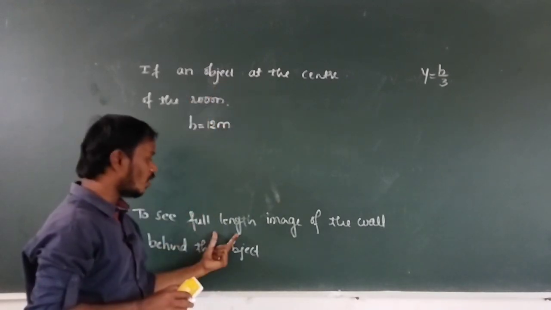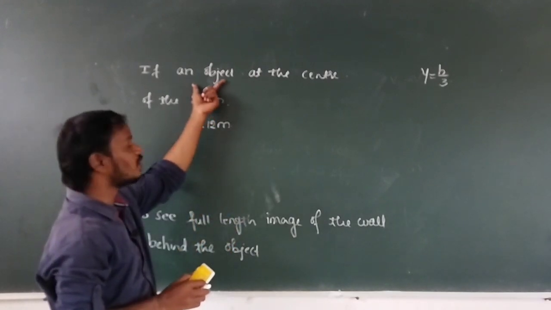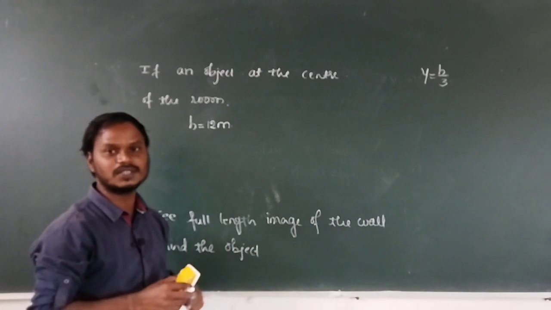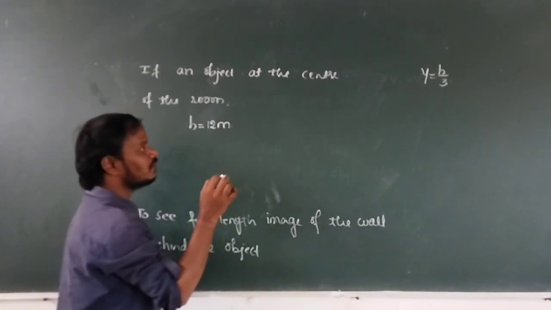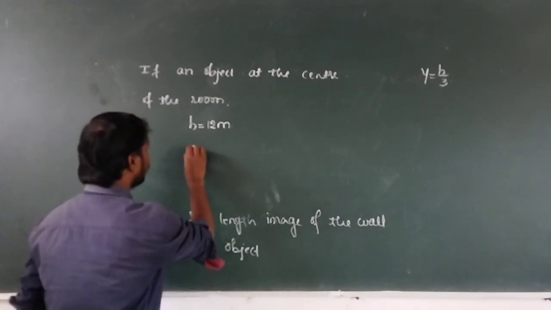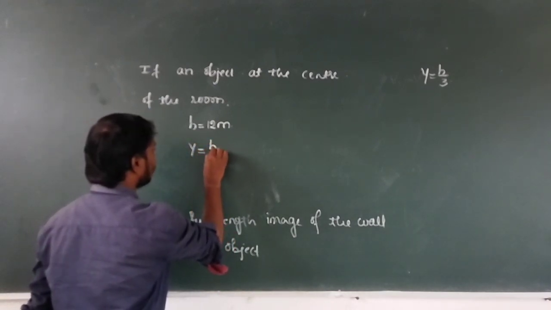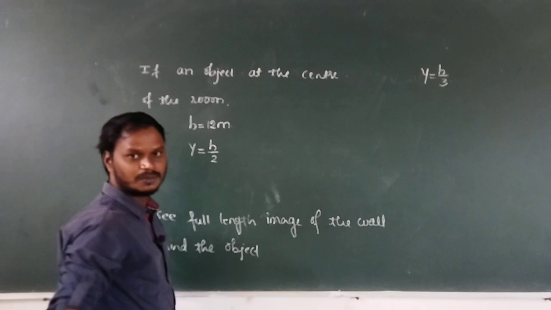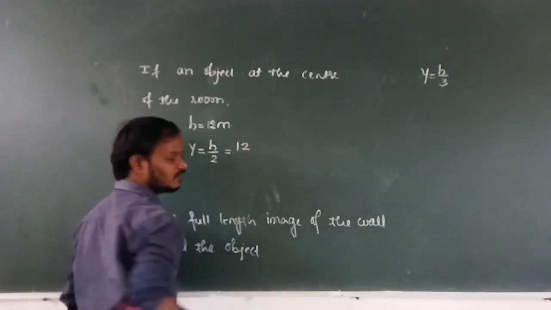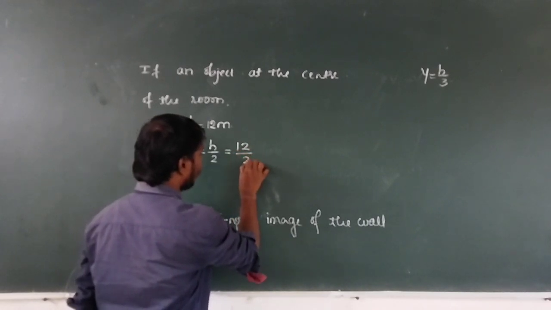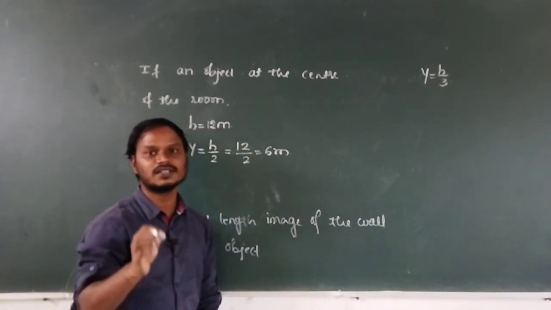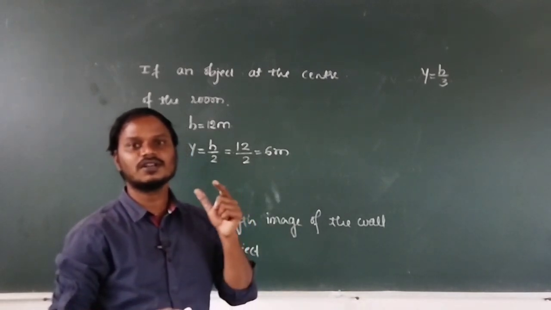but not the wall here. Okay, we are not looking at the wall image, we are looking at the object's image, full length image of the object. Then what is the minimum length of the plane mirror required to see the full length image of the object here? That is y is equal to h by 2, that is half of height of the object. Then height of the object is how much? 12 meter, and divided by 2, 12 by 2, that is 6 meter. So the minimum length of the plane mirror required is 6 meter.